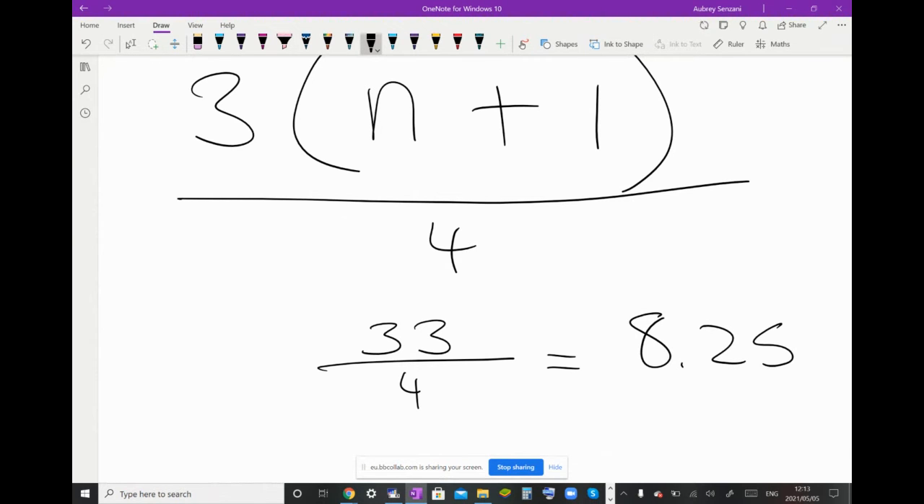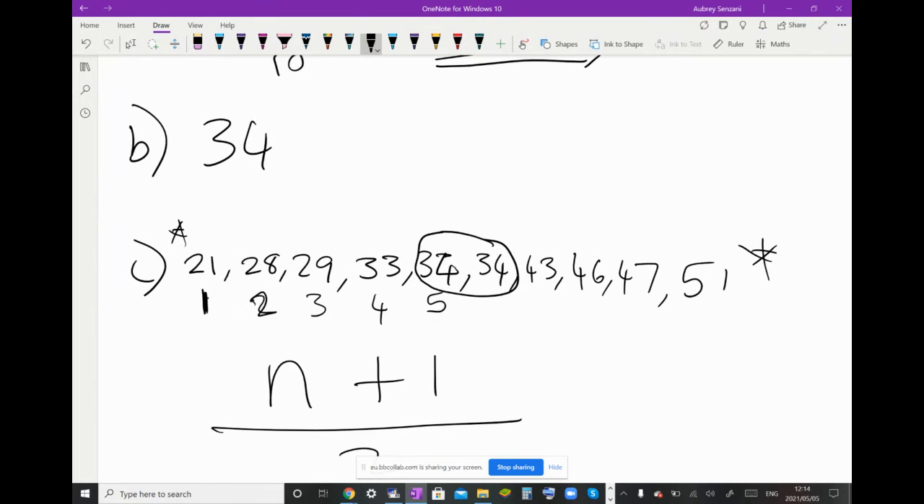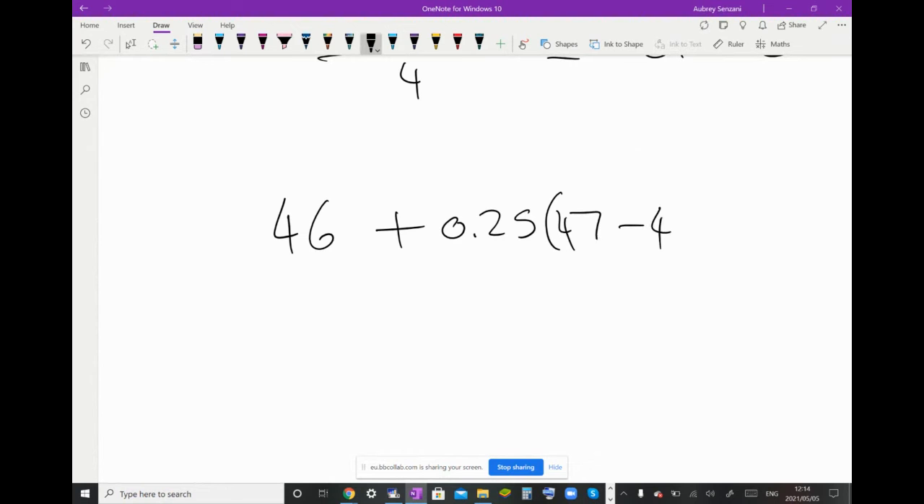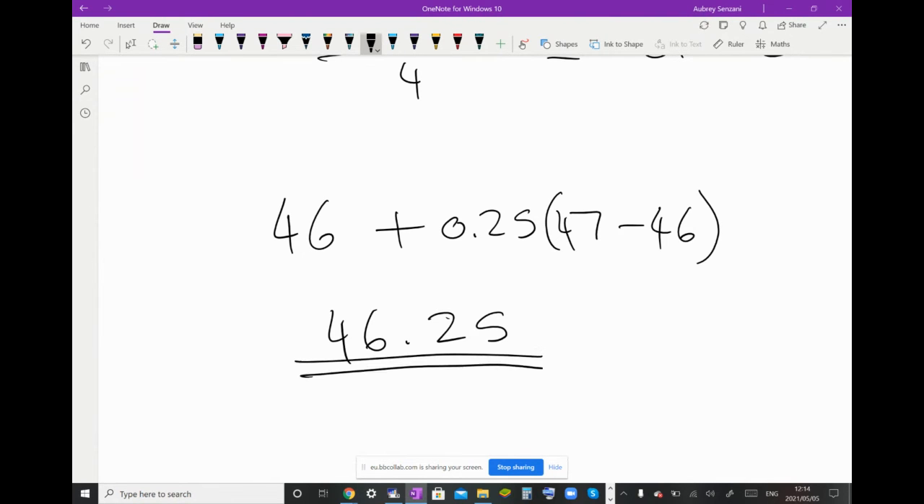8.25. So again, we go back to our values. We know this is 5, so this is 6, this is 7, and this is an 8. All right, 0.25. So again, we're going to look for the difference between these two numbers here. So we're saying 46 plus 0.25 times 47 minus 46. Again, that's 1, so that's going to give you 46.25.